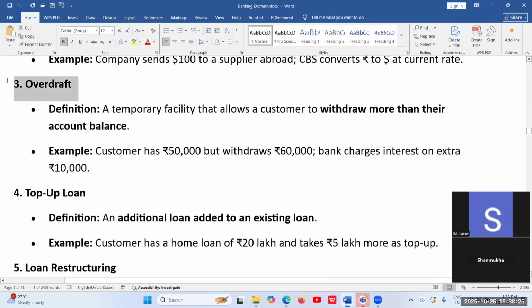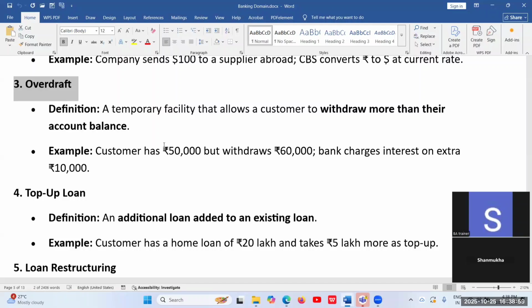Overdraft means a temporary facility that allows a customer to withdraw more than their account balance. Suppose, Shanmuka, you are running with urgency where you need to withdraw more than 2 lakhs from your ATM, but unfortunately your account has only 1.5 lakhs. Since you are not meeting the 2 lakhs, you will request the bank and say that I would like to proceed with the overdraft.